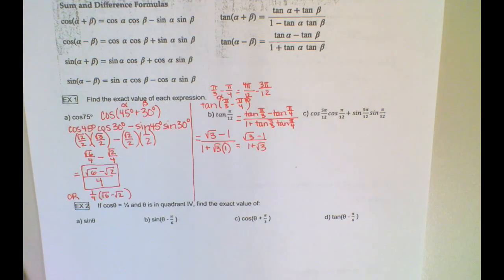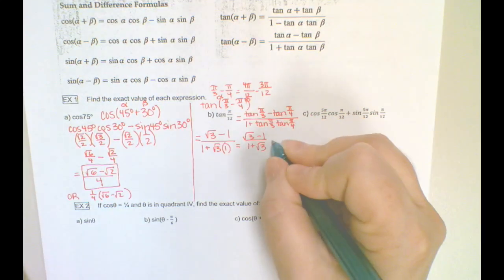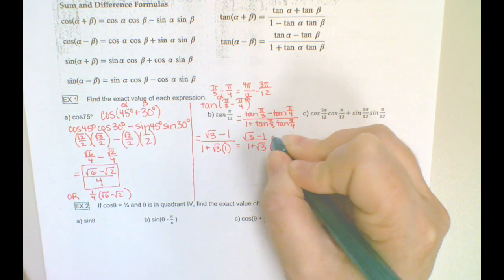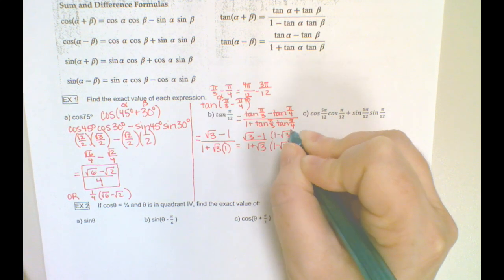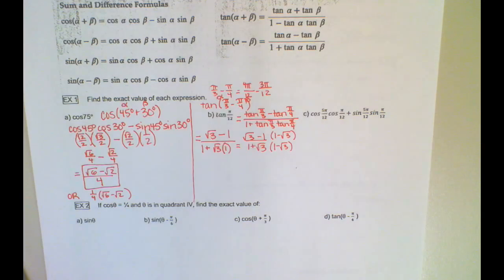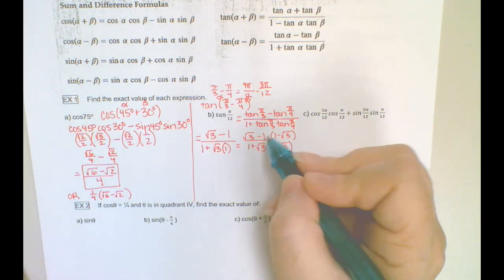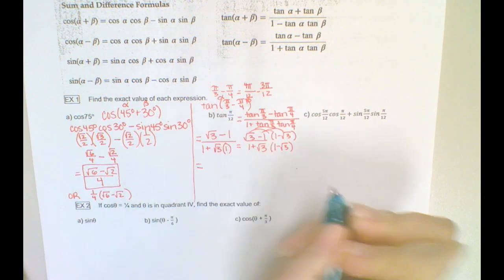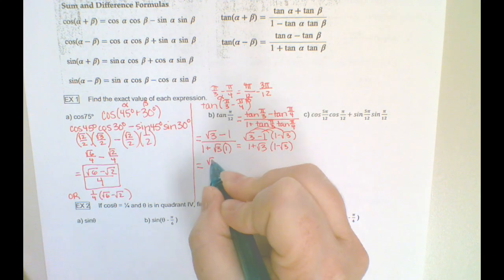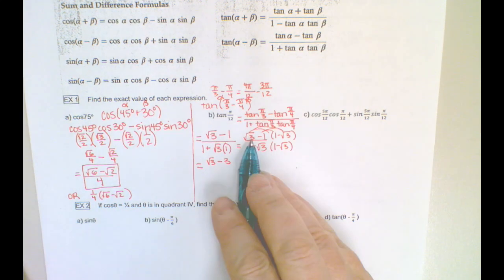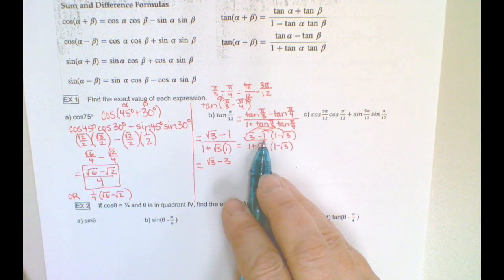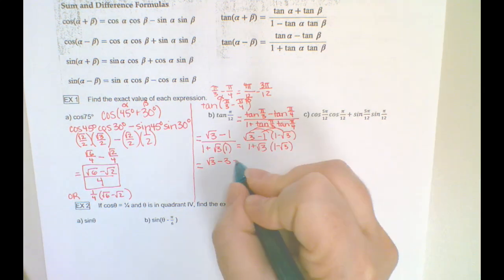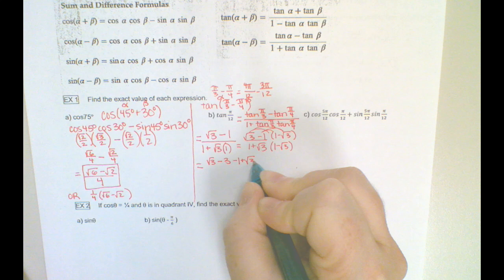So I've got radical 3 minus 1 over 1 plus radical 3. I cannot leave it like that because I've got a radical in the denominator. So just like you did in Algebra 2, I have to rationalize by multiplying by the conjugate. So multiply both top and bottom by 1 minus radical 3. On the top, I have to double distribute that. So this, this, this, and this. And so I get radical 3 minus 3 when I distribute the radical 3. Then I have to distribute the negative 1, which gives me negative 1 plus radical 3.